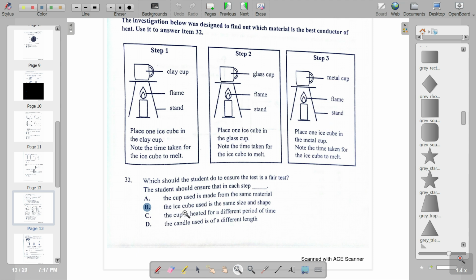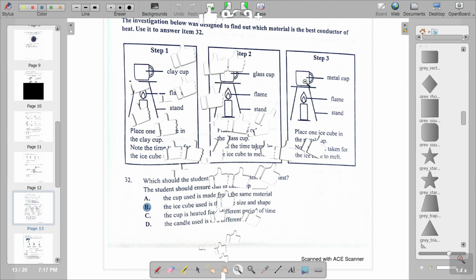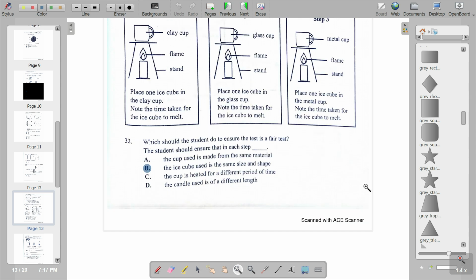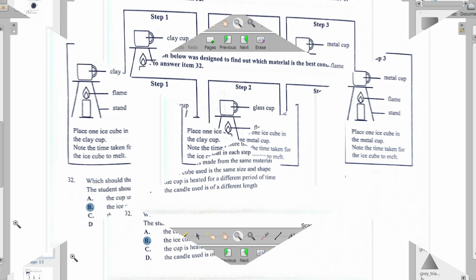B, the ice cube used in this is the same size and shape, right? So if we want to give a fair test, we want to ensure that we put the same size ice cube in and shape the same in each cup, I should say. My apologies. C, the cup is heated for a different period of time. That would make sense, right? D, the candle used is of a different length. No, that wouldn't be fair. It has to be the same environment, right? So let's move on. I choose B, right?